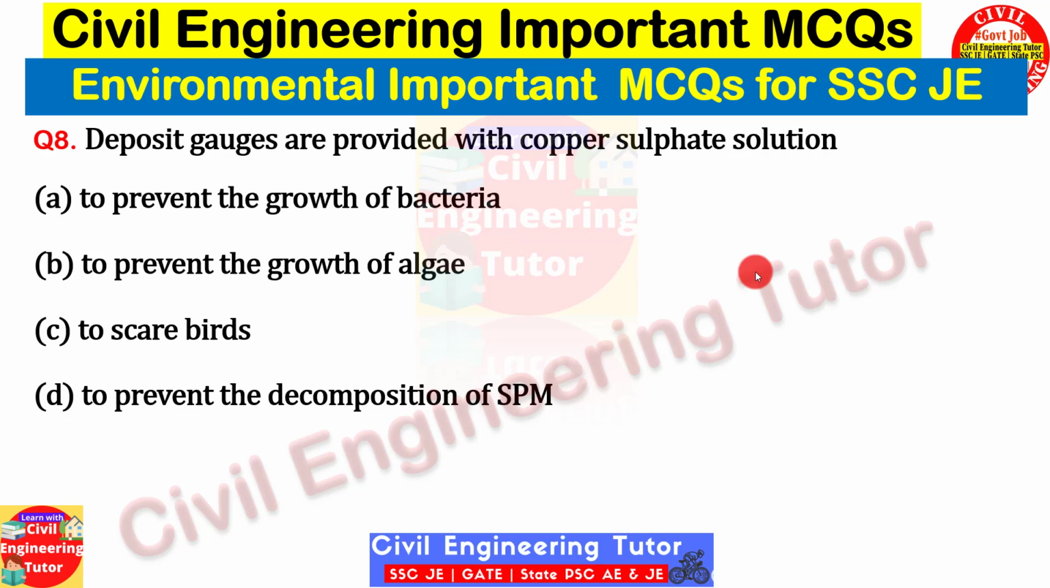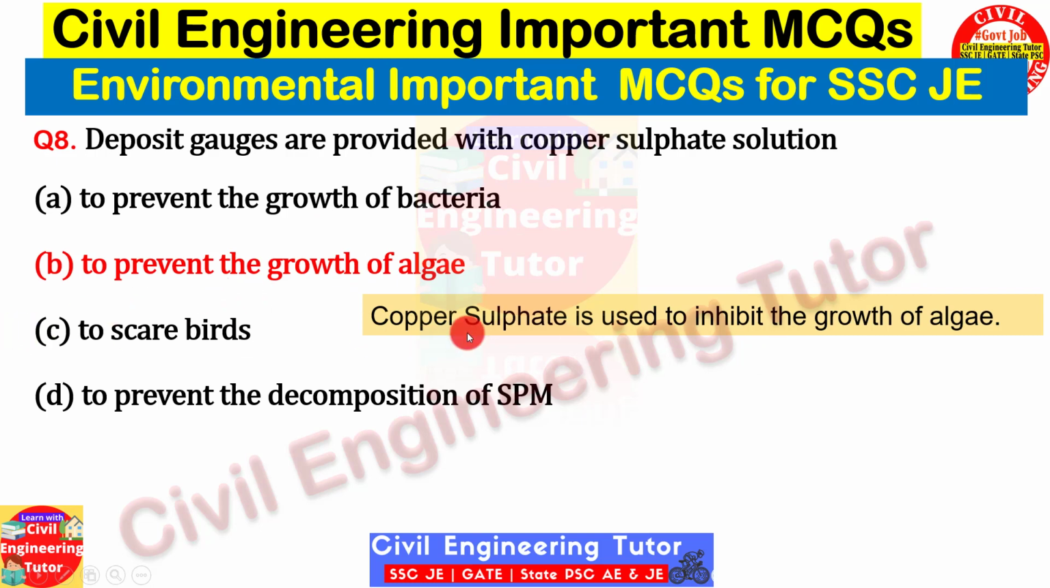Deposit gauges are provided with copper sulphate solution. Now the simple thing is why copper sulphate is used. You do not need to see the options as well. You just have to remember that copper sulphate is used to prevent the growth of algae. So here the correct answer will be option B. Copper sulphate is used to prevent the growth of algae.